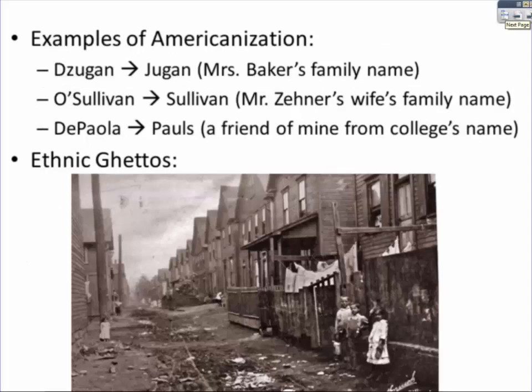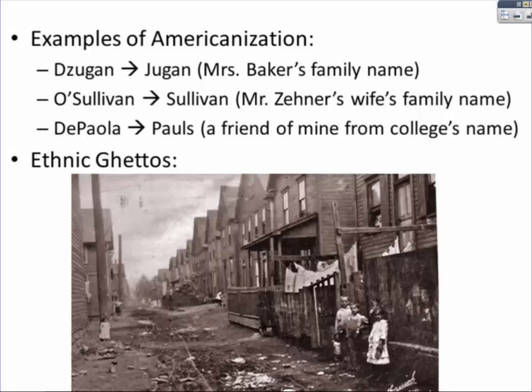Some examples of Americanization. My wife, Mrs. Baker, her family name was Jugan before we got married. Prior to coming to the United States, Jugan, which is spelled with a J, was actually spelled Zugan, D-Z-U-G-A-N. D-Z in Polish sounds like J. So this was probably an inadvertent change to the name.